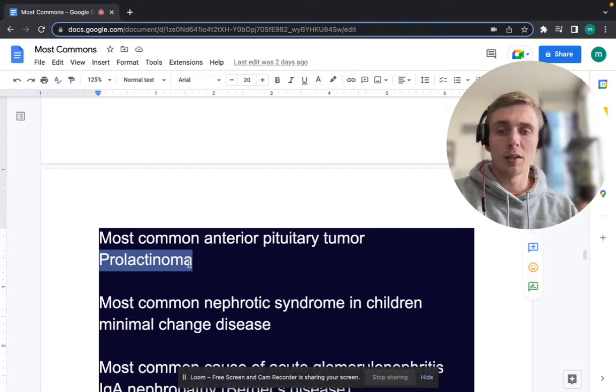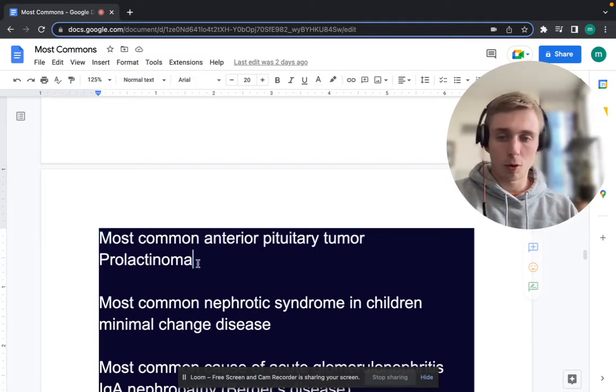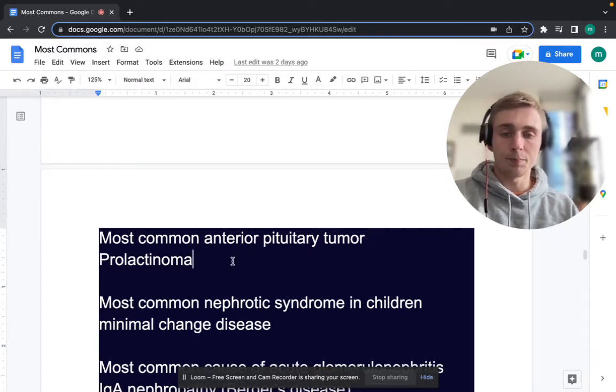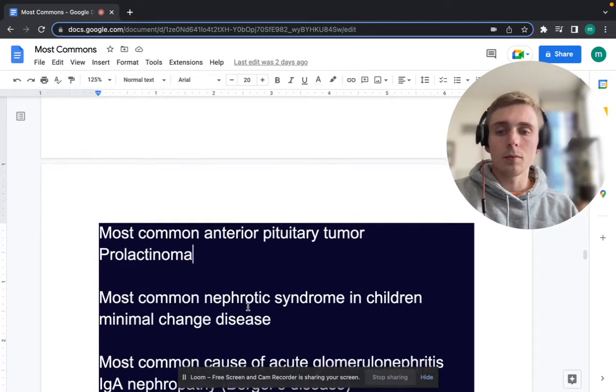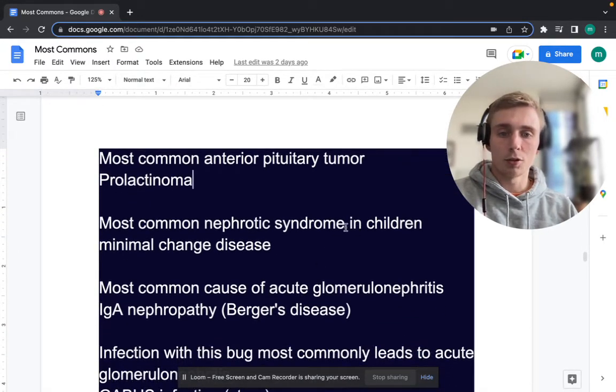Also bromocriptine. We can also think of some of those Parkinson's drugs that we use to treat Parkinson's patients might also be good for a prolactinoma treatment because those are increasing dopamine. So those are treatments for prolactinoma and kind of how it works. And that's the most common anterior pituitary tumor. More common than a growth hormone tumor, more common than anything in the posterior pituitary. How about the most common nephrotic syndrome in children?